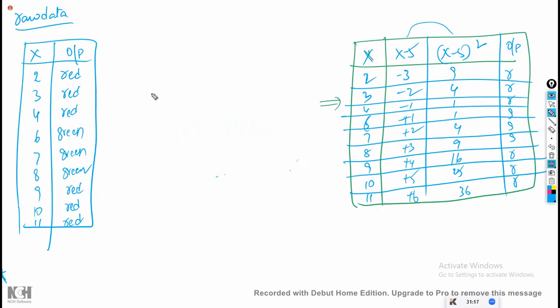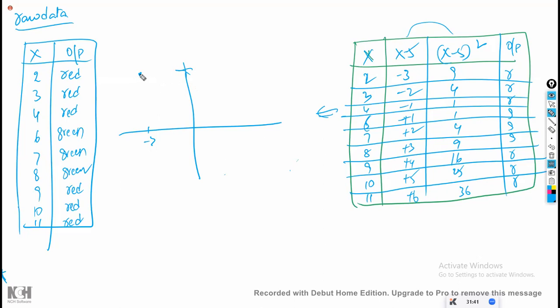Draw the scatter plot. How are you going to draw the scatter plot? Your scatter plot will be like this only, right? For example, the first point is minus 3 comma 9. Minus 3 is here, 9 is somewhere here. Assume this is 9. First dot I'm going to keep here.